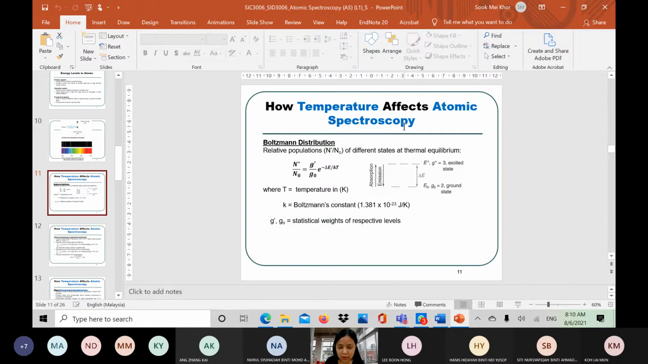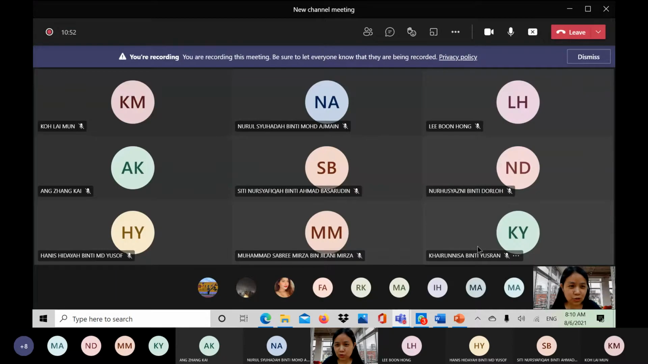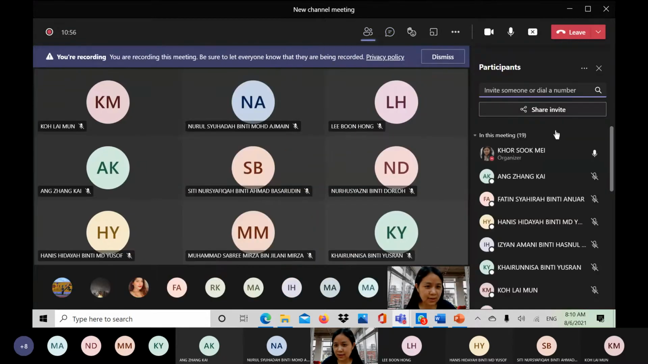Why do I always emphasize the concept during this tutorial session? Ideally, all our students, we have 34 students, we are supposed to have 34 students, as you can see here. We only have 19 students. Deduct me, only 18 students joining. Deduct 2 because I'm doing the presentation. Only 17 students. Another half of the students didn't attend.